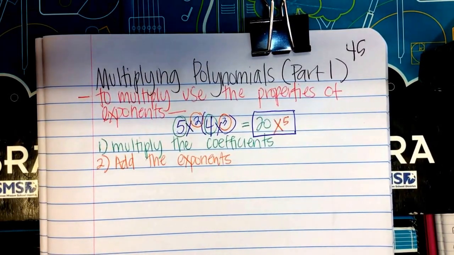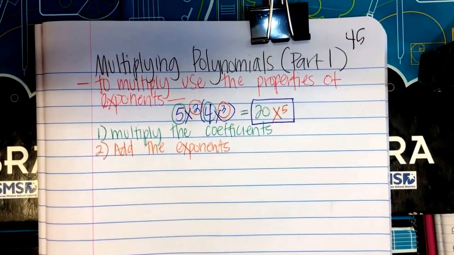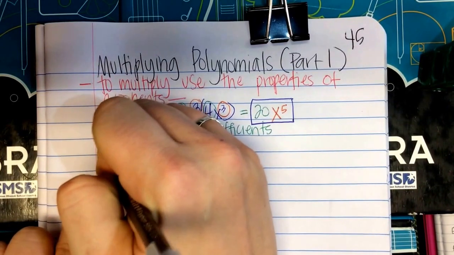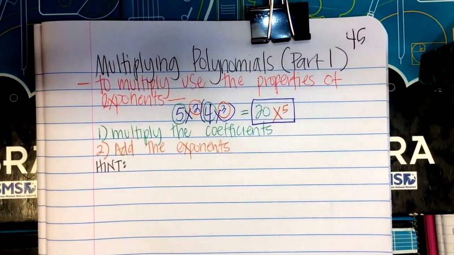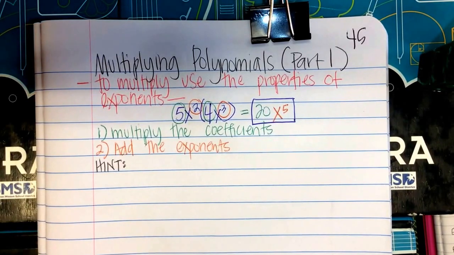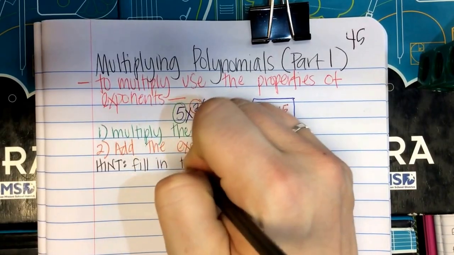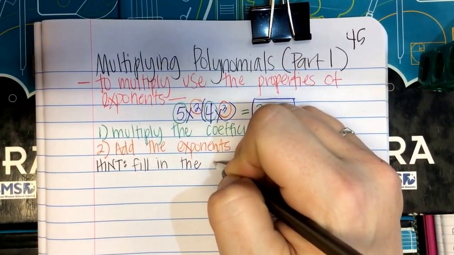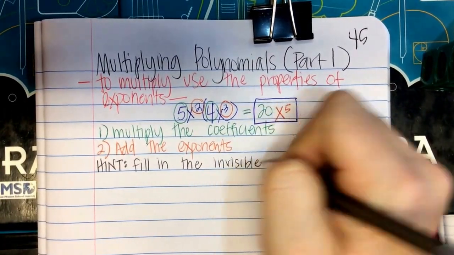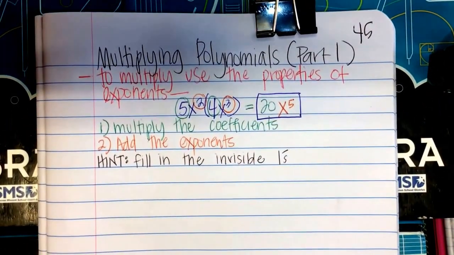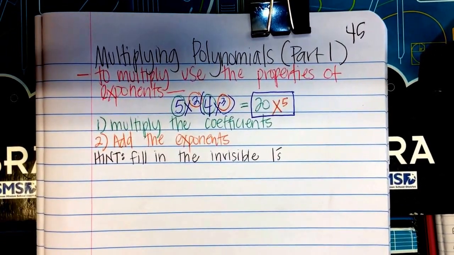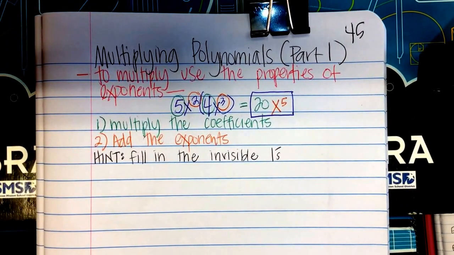We want polynomials. We want as big as we can. Now here's the hint. Here's your hint for tonight. Fill in the invisible ones. Tonight on your homework, anytime before you start a problem, I want you to go through and fill in all of the invisible ones. And you say, what does that mean, crazy?